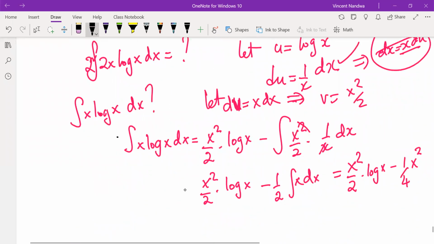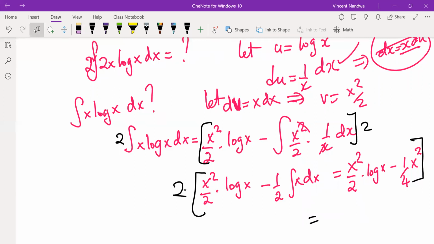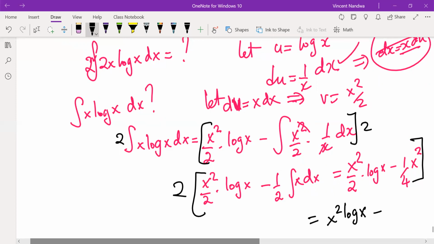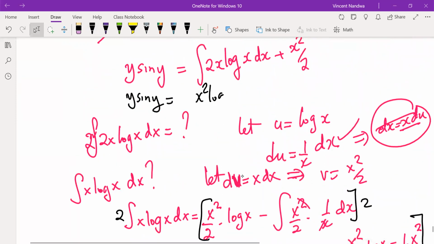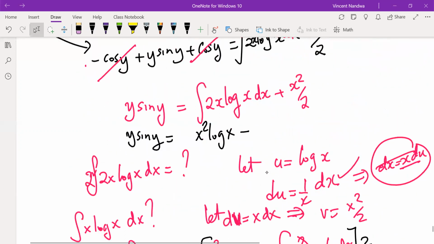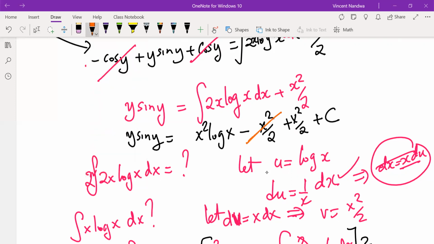So y sine y equals, now when you multiply this one by 2, we'll have to multiply everything here by 2. So this will give us x squared log of x, and then minus x squared over 2, because of this 4. So x squared log of x minus x squared over 2, and then plus x squared over 2, then plus constant of integration c. You clearly see that these two will cancel out. So this term will cancel out, which implies y sine y is equal to x squared log of x plus constant of integration c.